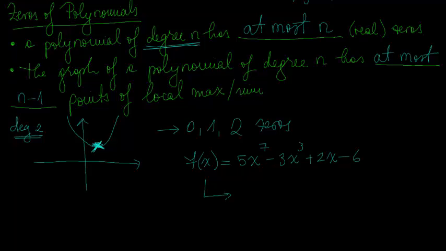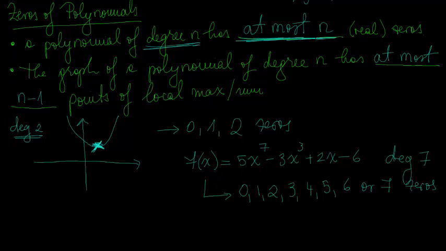Namely, since this is a polynomial of degree 7, this might have 0, 1, 2, 3, 4, 5, 6, or a maximum number of 7 zeros. Any of these numbers is possible. What this result tells me is that I can have at most 7 zeros for a polynomial of degree 7.